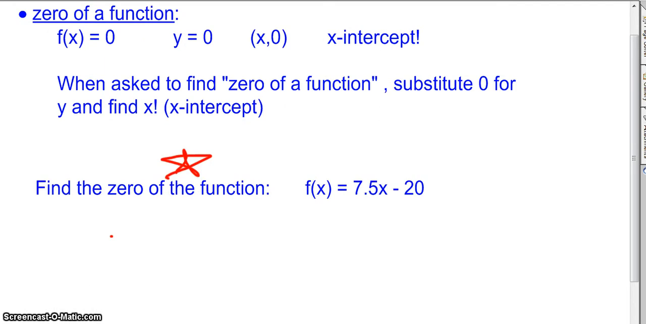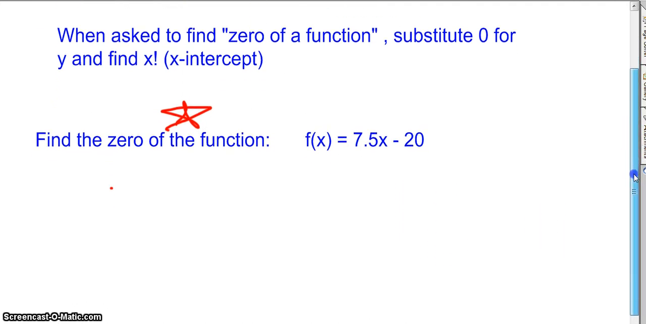So this is a really important topic, finding the zero of a function. There's a really common error made when asked to find the zero of a function, and we've talked about this before. Where do you think a person might plug 0 in when asked to find the zero of a function? Plug it in for x. For x, right? The common error is for somebody to plug in a 0 for x, and you end up with negative 20 here. And that would be a y-intercept, right? But as Maddie just said, we're not looking for a y-intercept, we're looking for an x-intercept.